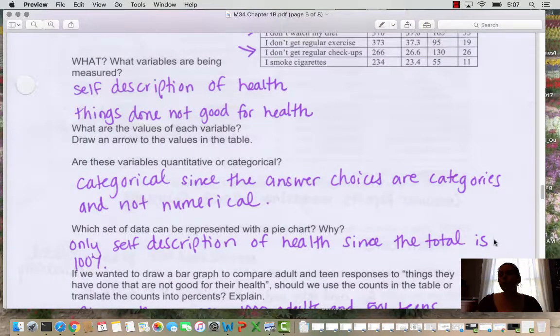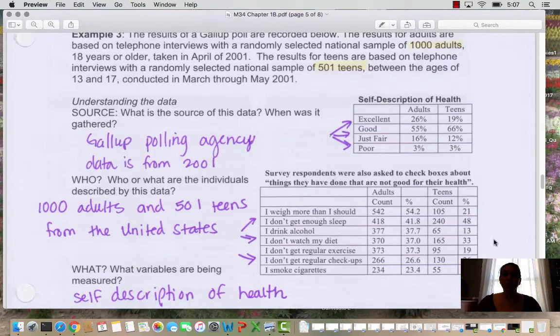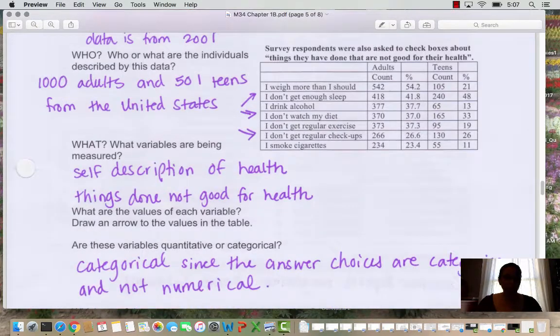And then you could only represent that top table, self-description of health, with a pie chart since the total is 100%, right? Since some people are counted more than once here, it wouldn't make sense to use a pie chart for the things that have not been good for their health check boxes.